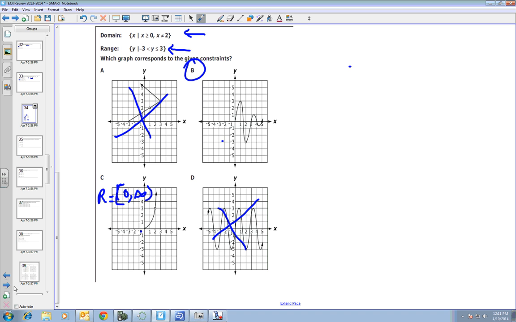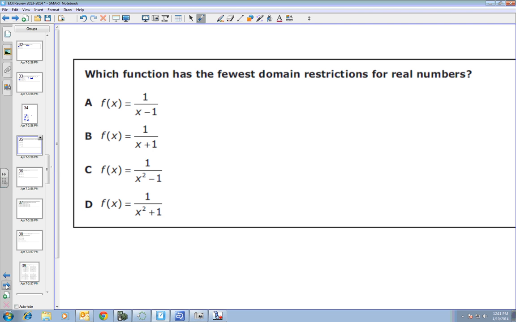All right, next one. This is our last domain question. Which function has the fewest domain restrictions for real numbers? All right, so let's talk about what that means. The fewest domain restrictions means the fewest amount of breaks in the graph. That kind of makes sense, right? So I would graph each one of these and see which one has the fewest breaks in the graph.